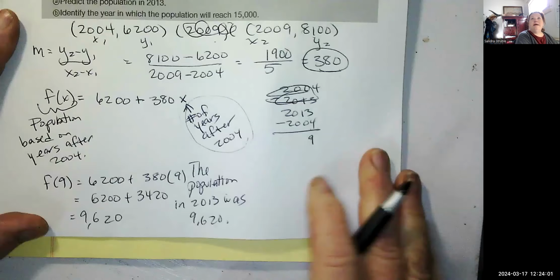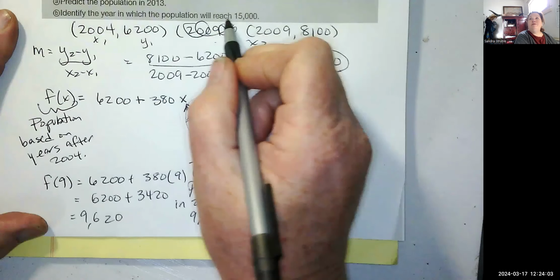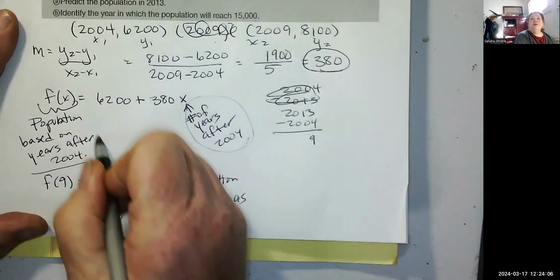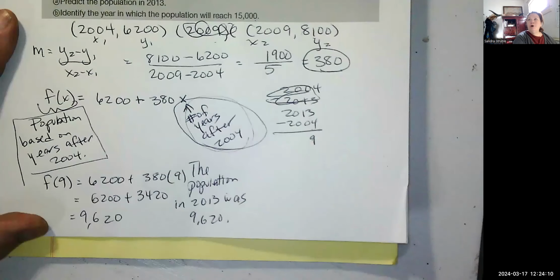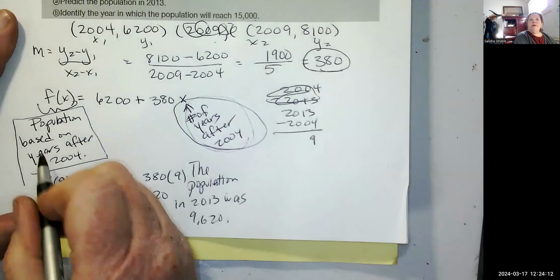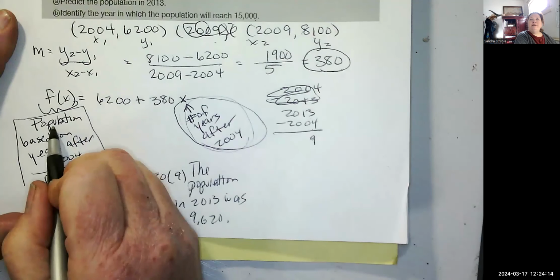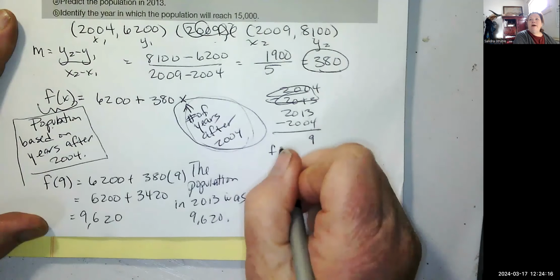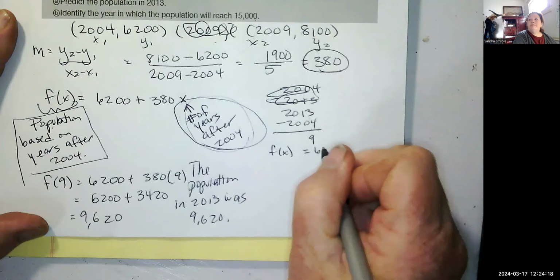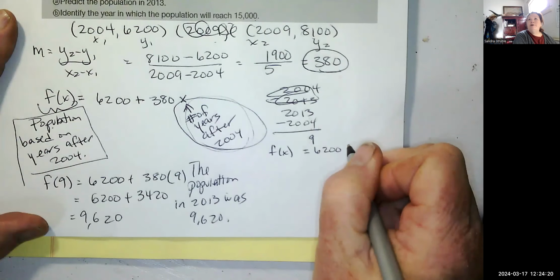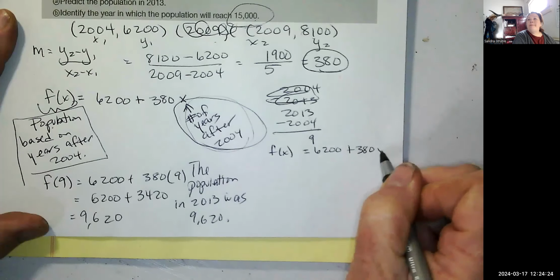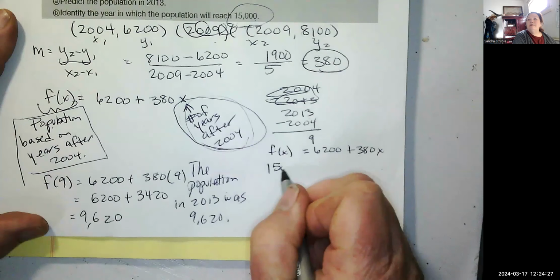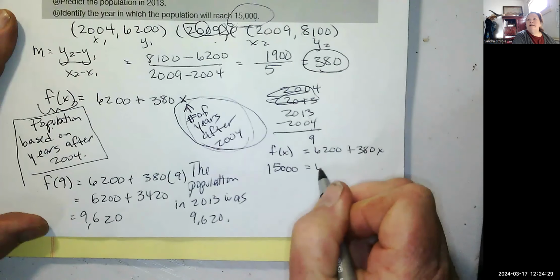The second question is to identify the year in which the population will reach 15,000. If you do not know what each of these values mean, you're not going to know where to replace things. Because f of x is the population, I'm going to take where the f of x is and substitute it for the value that they're wanting me to find. So I'm substituting 15,000 for f of x and solving for x.